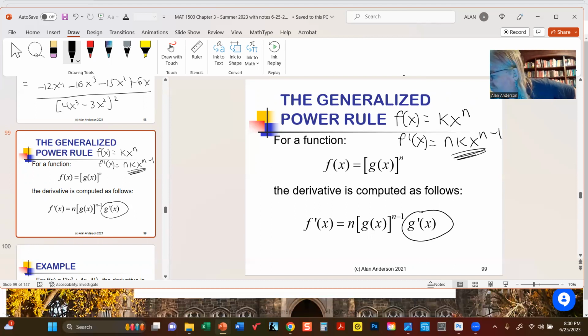But first, before we even do that, I'm going to go through a bunch of examples of applying the rules that we've learned so far, just because we need the practice. Okay. So that will be coming up next. A lot of practice with the rules we've done so far, and then we can get back to this generalized power rule. All right. So I'll see you next time.